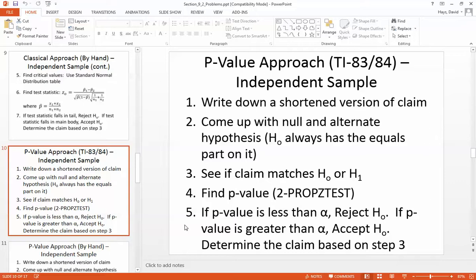And then step 5, if your p-value is less than alpha, reject H0. If your p-value is greater than alpha, accept H0. And then determine the claim based on step 3. Now I use the word accept here, but most books use the words do not reject. Accept is a pretty strong statement, and a lot of them don't take that. They use do not reject, which isn't exactly accept. It just says we don't reject it. I found that students click better when they're first learning these concepts to use accept and reject, since they're exact opposites of each other.